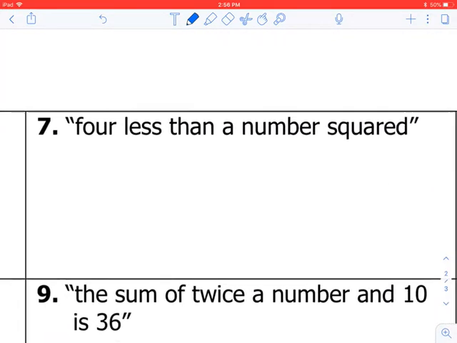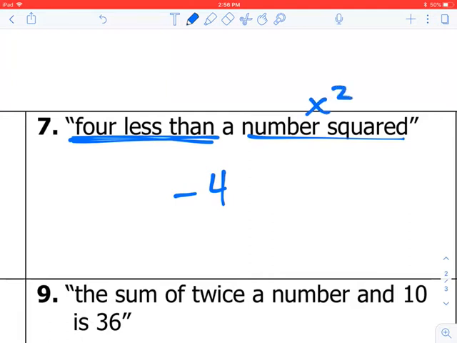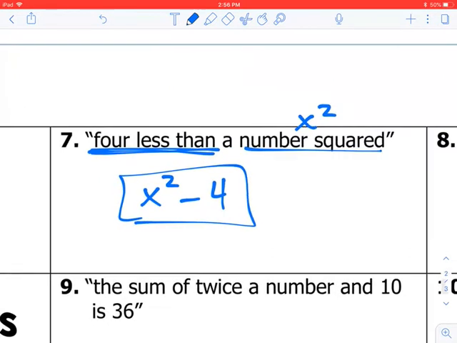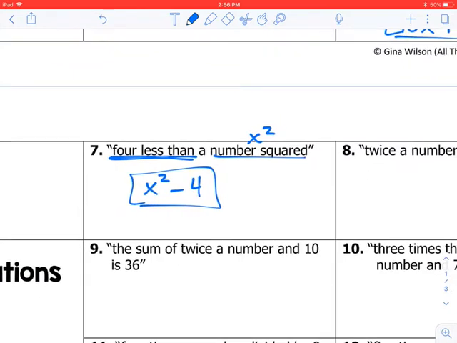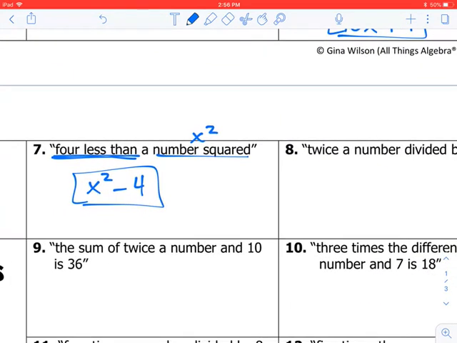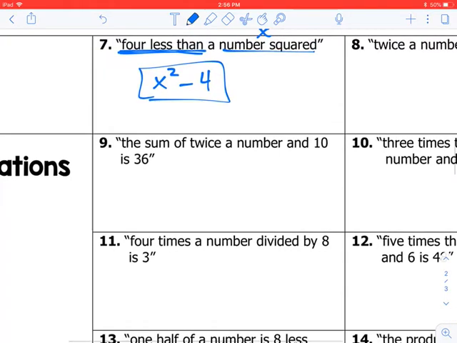So we have 4 less than a number squared. So again, less than means it's a turnaround phrase. Okay, so I'm putting this at the end. So minus 4. 4 less than something is minus 4. And then we have a number squared is x squared. So x squared, or a squared, or whatever letter or variable you want to use. Okay, and then let's go ahead and keep going on this left side.